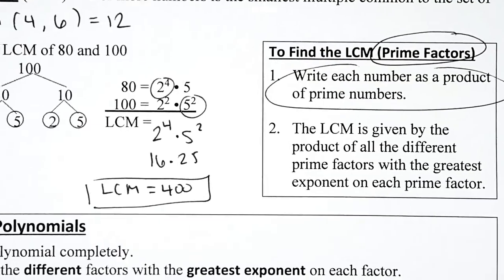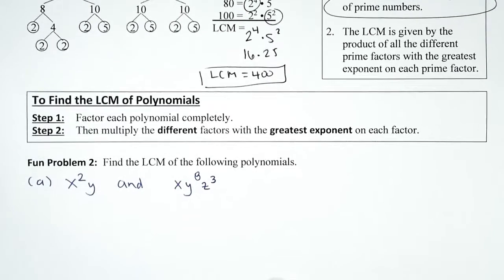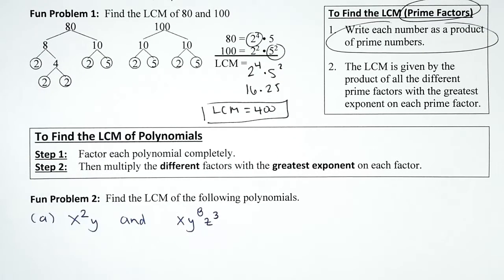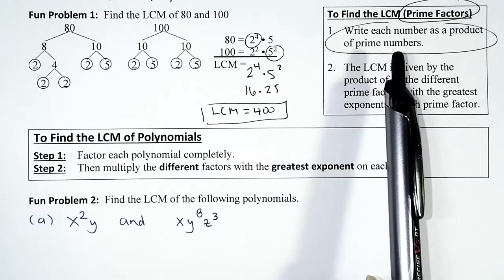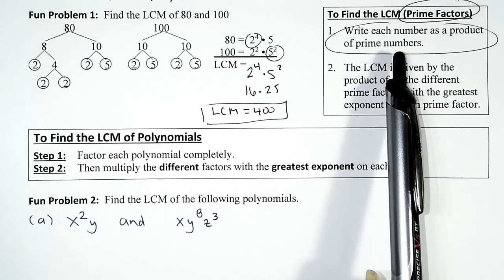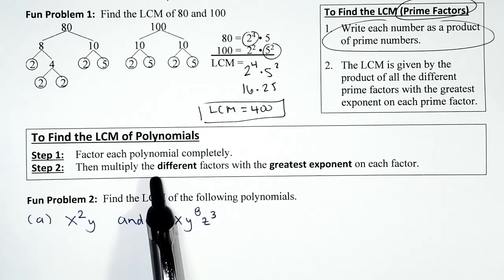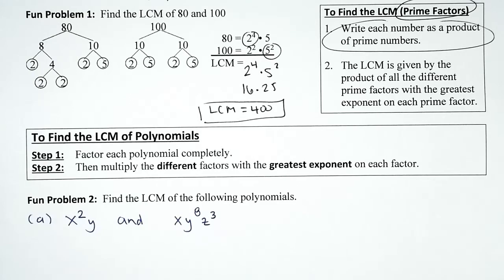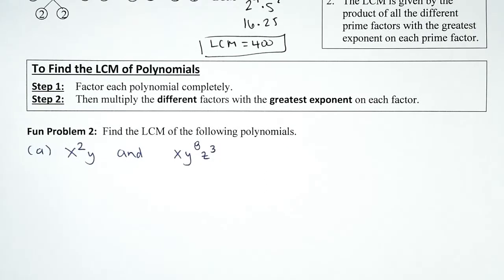Fantastic. Now, how do we find the least common multiple for a set of polynomials, which is today's agenda? It's also a two-step process. Step 1, factor each polynomial completely, kind of like writing each number as a product of prime factors. Then step 2, multiply the different factors using the biggest exponent on each factor. From fun problem number 2, we're going to do 3 problems and then we're out.